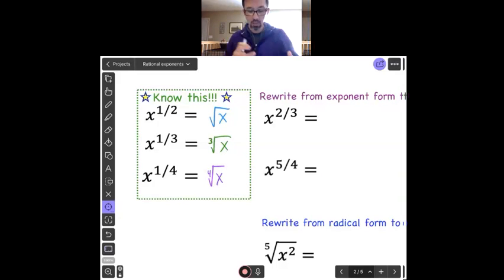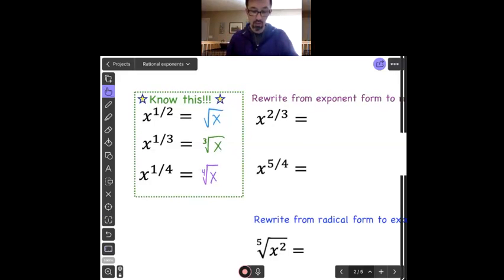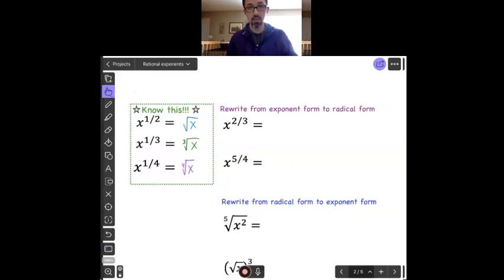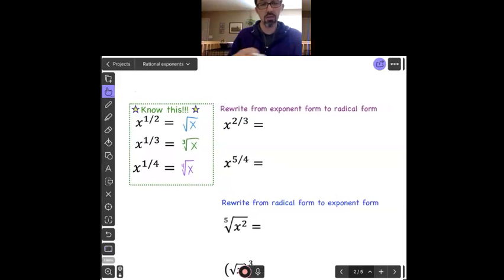So how does that work? How do we take those and manipulate them, if that's what those are defined as, to be able to talk about 2/3 or 5/4? All I've done there is rewrite. I rewrote that from the exponent form, which is what I started off with, into the radical form. So this is the exponent form, and this is the radical form. Those things are equal to each other. There are different ways of writing the same thing.